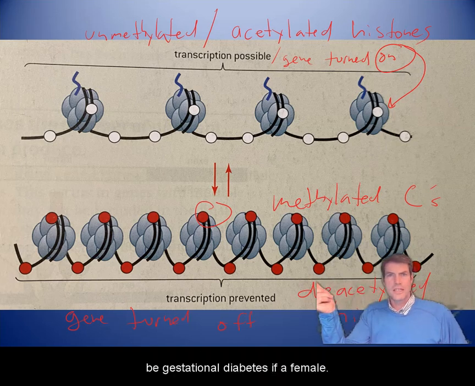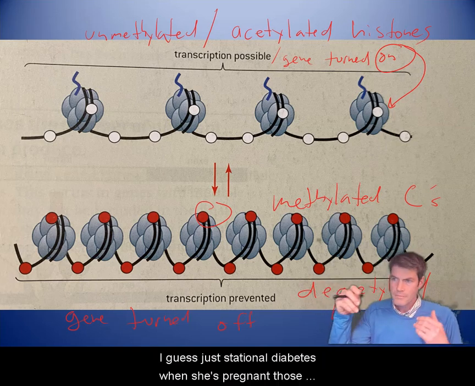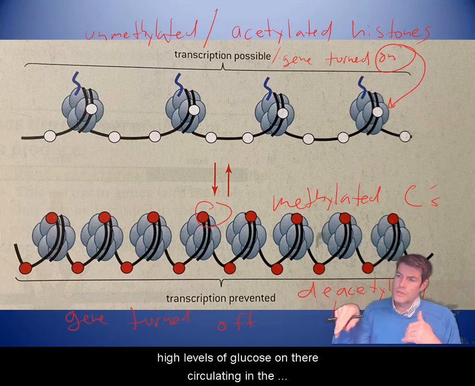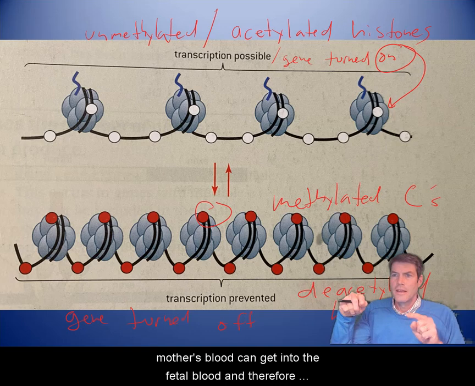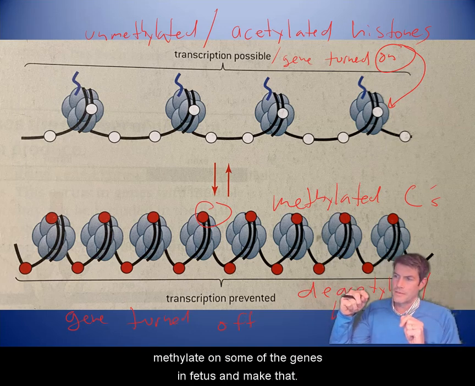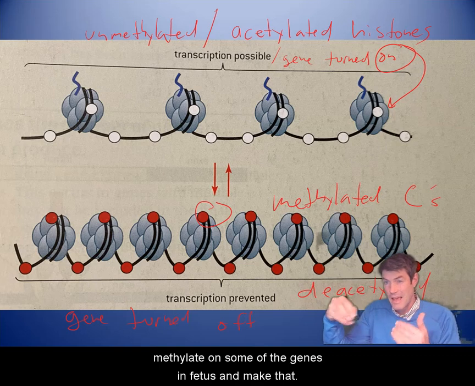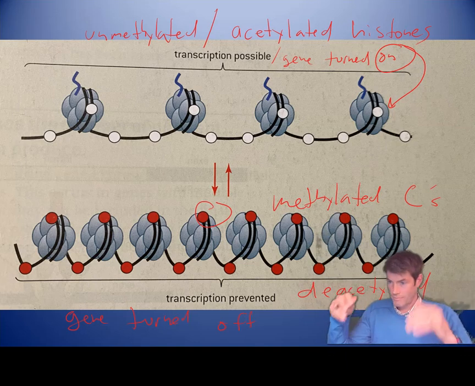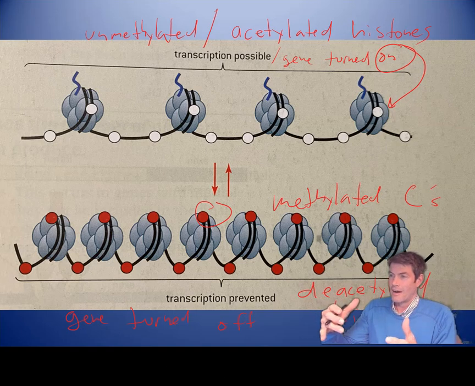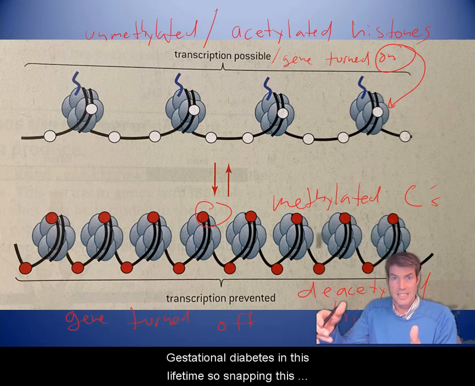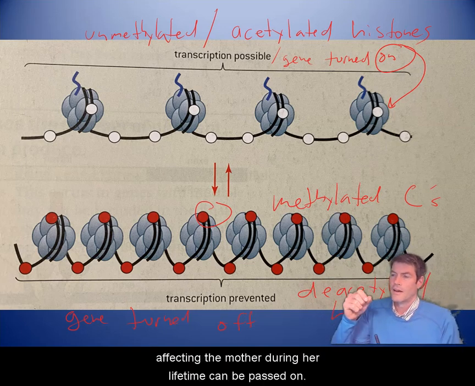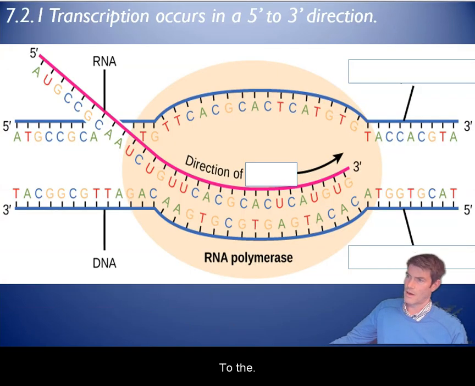One example would be gestational diabetes. If a female gets gestational diabetes when she's pregnant, those high levels of glucose circulating in the mother's blood can get into the fetal blood and therefore methylate some of the genes in the fetus, and make that fetus, when it turns into a human being, have gestational diabetes in its lifetime. So something that's affecting the mother during her lifetime can be passed on to the offspring.